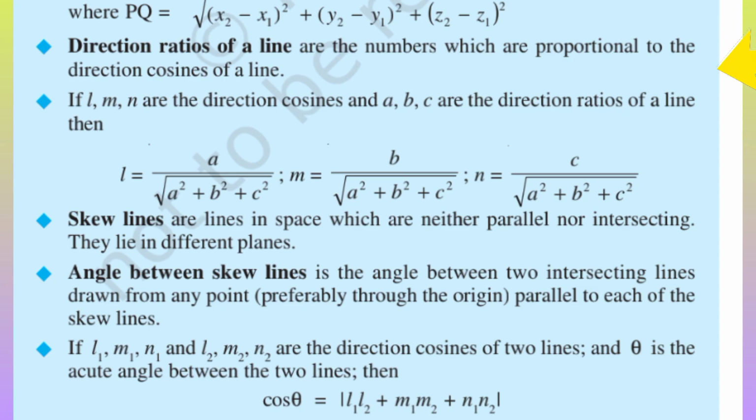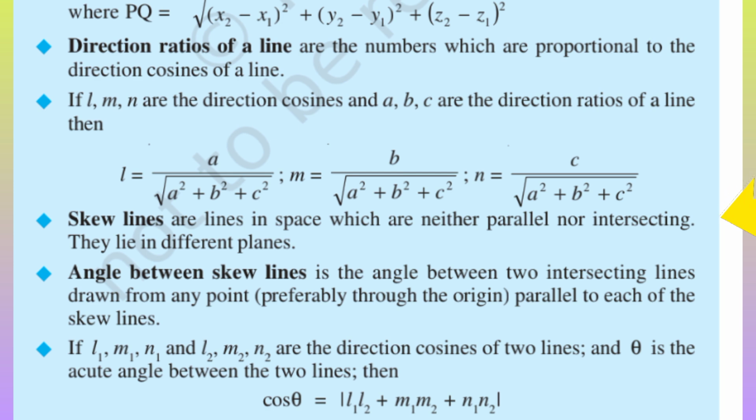Direction ratios of a line are the numbers which are proportional to the direction cosines of a line. If l, m, n are the direction cosines and a, b, c are the direction ratios of a line, then l is equal to a under root a square plus b square plus c square, m is equal to b under root a square plus b square plus c square, n is equal to c under root a square plus b square plus c square.